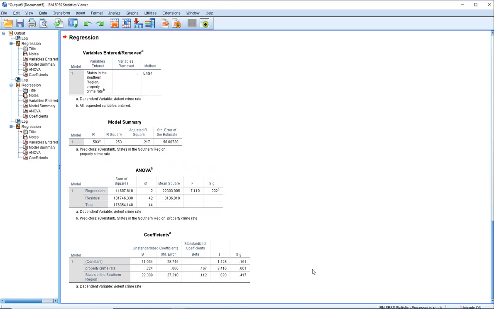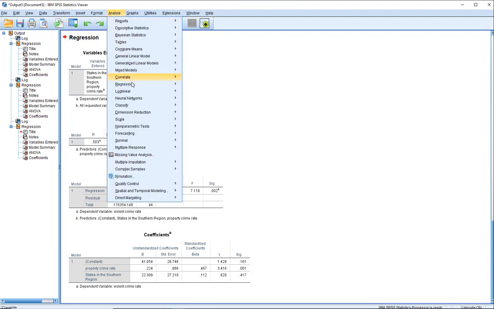And you can see that once again, while property crime is a significant predictor and the coefficient there has changed very little, the R squared has changed very little as well. The states in the southern region variable is still non-significant. Now, while I don't want to turn this into a fishing expedition to find variables that are statistically significant, I do want to try and find one to allow us to talk about the interpretation a little bit easier, so that we can go through a couple of different examples. So let's do one more and then we'll stop.